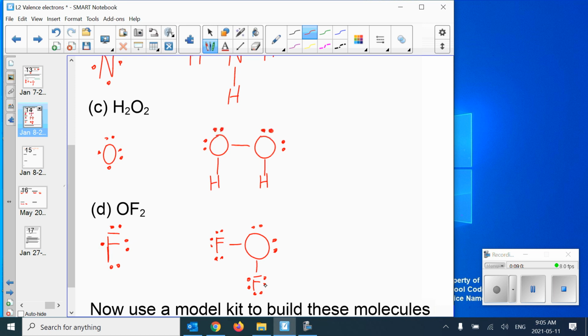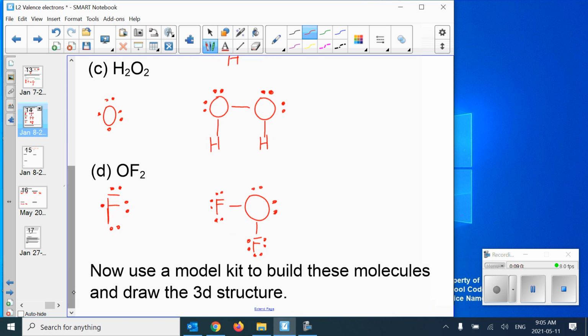Okay. I say here, build these with a model kit and draw this 3D structure. We'll try to get some time to do that in class.